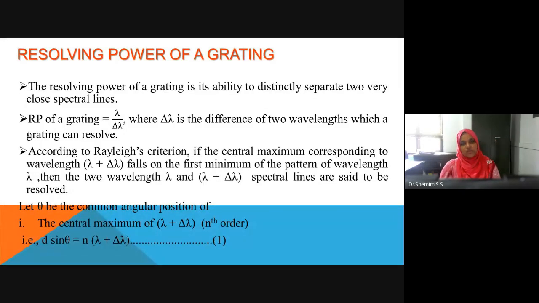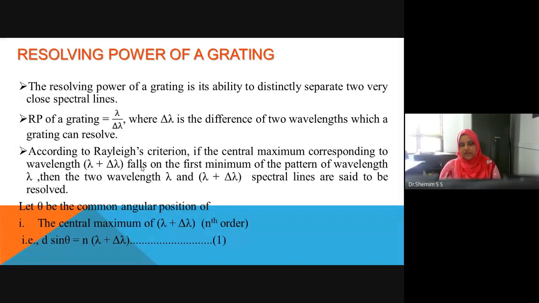The equation for resolving power of a grating is lambda by delta lambda, where delta lambda is the difference between two wavelengths which can be resolved using a grating. That is, if you have two wavelengths, lambda and lambda plus delta lambda, then delta lambda will be the difference in wavelength between these two spectral lines. Then lambda divided by delta lambda, the ratio of lambda and delta lambda, gives the resolving power of a grating.